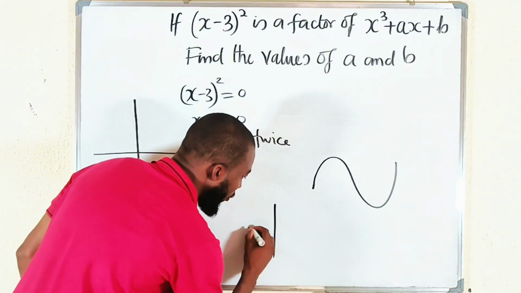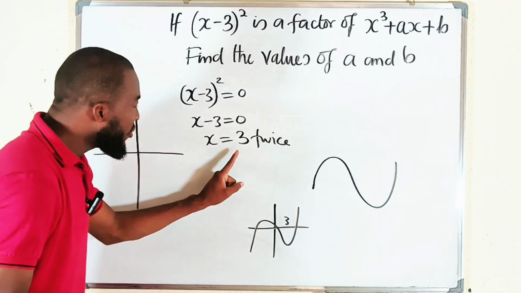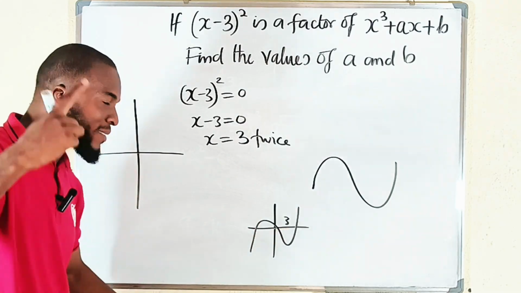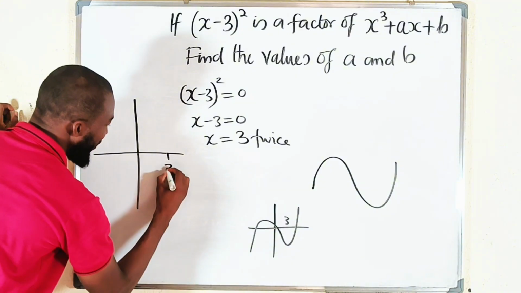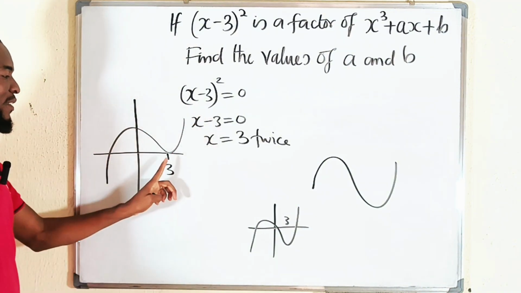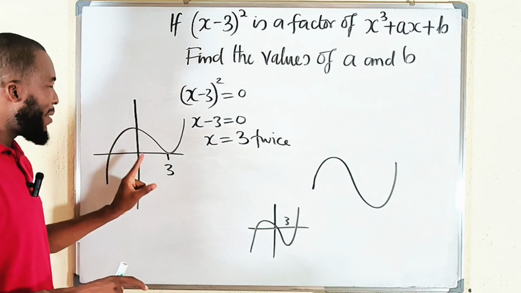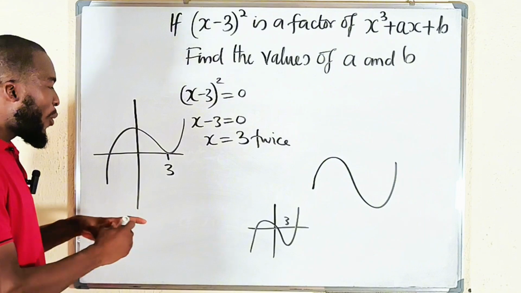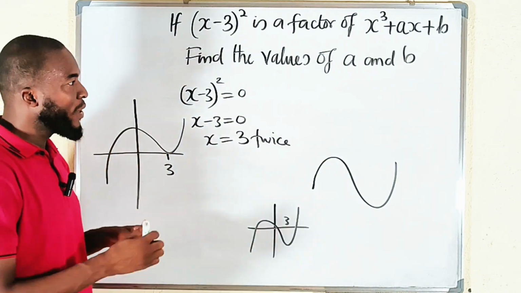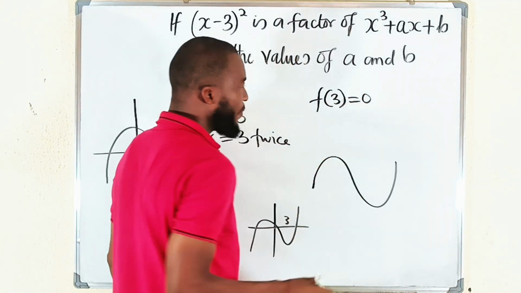Unlike maybe you may see a function like this, you see, maybe if this is 3. But in this situation where we have 3 twice, it is going to touch the point and take a turn. So if you have a value of 3 here, this curve will be somehow like this. It is just going to touch that point and take a turn. So there are two things you should know about this. At this point where x is equal to 3, y must be equal to 0. So it means that f of 3 must be equal to 0.